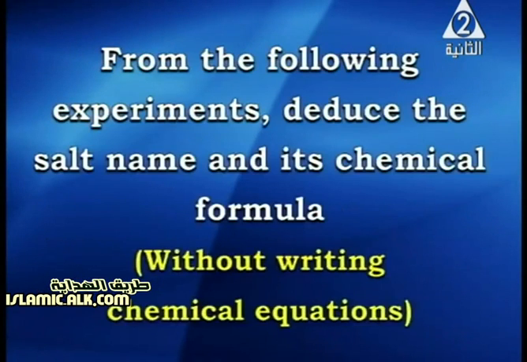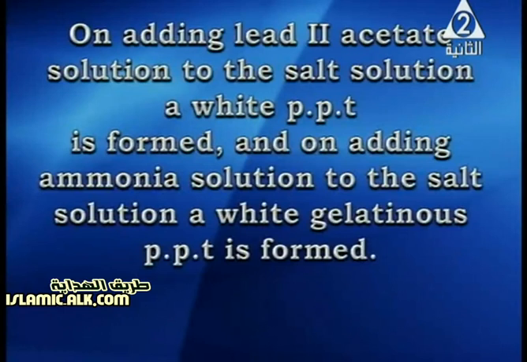Next type of question, my dear students. From the following experiments, deduce the salt name and its chemical formula without writing the chemical equation. On adding lead 2 acetate solution to the salt solution, a white precipitate is formed. And when adding ammonia solution to the salt solution, a white gelatinous precipitate is formed. My dear students, we have two experiments here. We are going to test the acidic radical and the basic radical to get the salt.